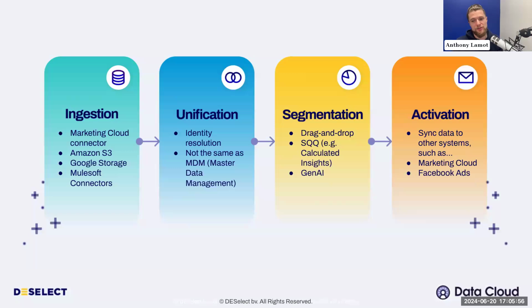And what that means is that you're trying to bring together data from different sources and make sense of it. This could be through identity resolution, where you're trying to resolve maybe a customer record across different systems and bring that customer together in one place to have a 360-degree view. But what is important to know about how Data Cloud works, and it's kind of interesting, is that it's not the same as master data management.